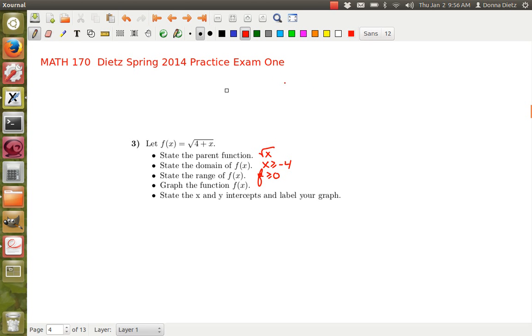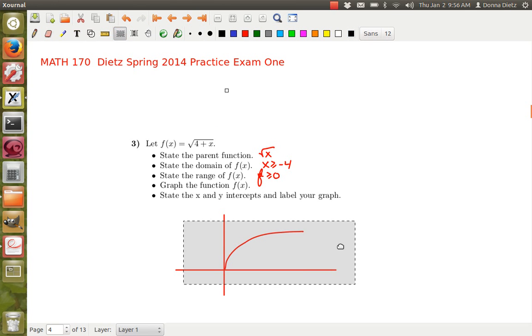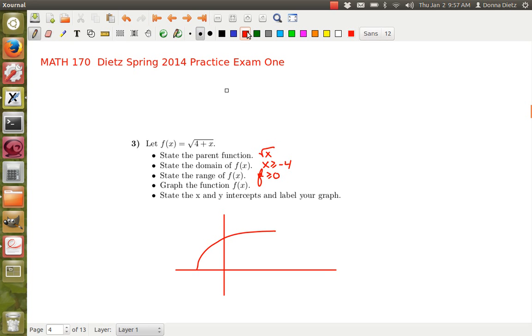Okay, graph the function and do our labels. So if we had a square root of x, it would be right here. But because I'm shifting it to the left. And you may say, wait, it's a plus. Yes. When you shift an input, it does the opposite of what you would expect. So you have to think of it this way. You have to think of it more like square root of x plus 4, first of all. It looks better that way.